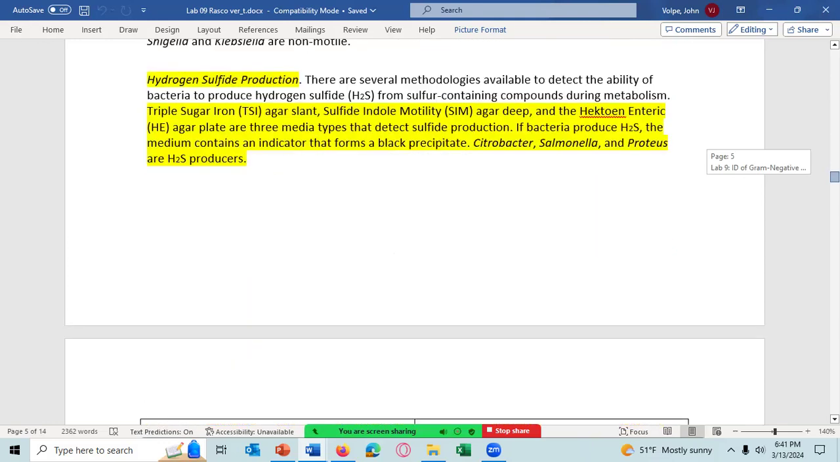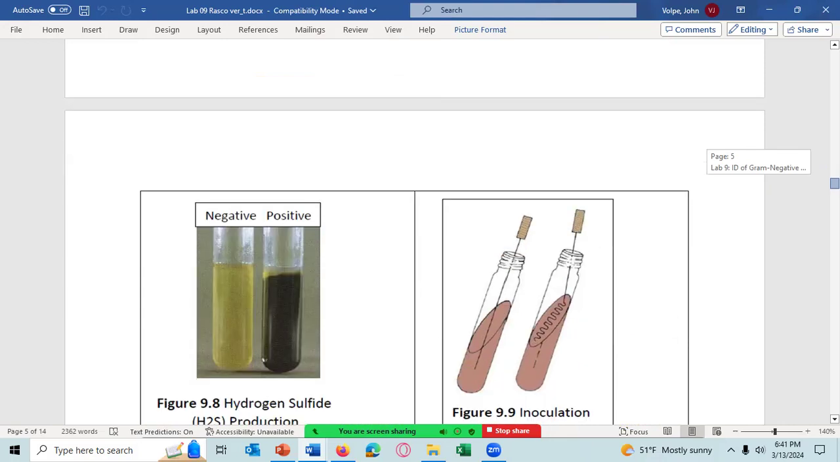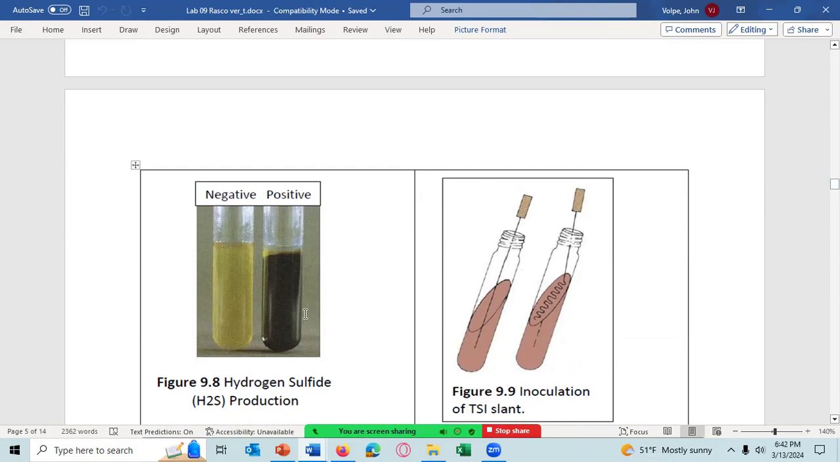You should know the hydrogen sulfide production test, whatever test you're running. If it shows hydrogen sulfide was produced, it'll turn black. So this looks like it's a SIM tube, and it's black because it's positive. Not black is negative for hydrogen sulfide production.